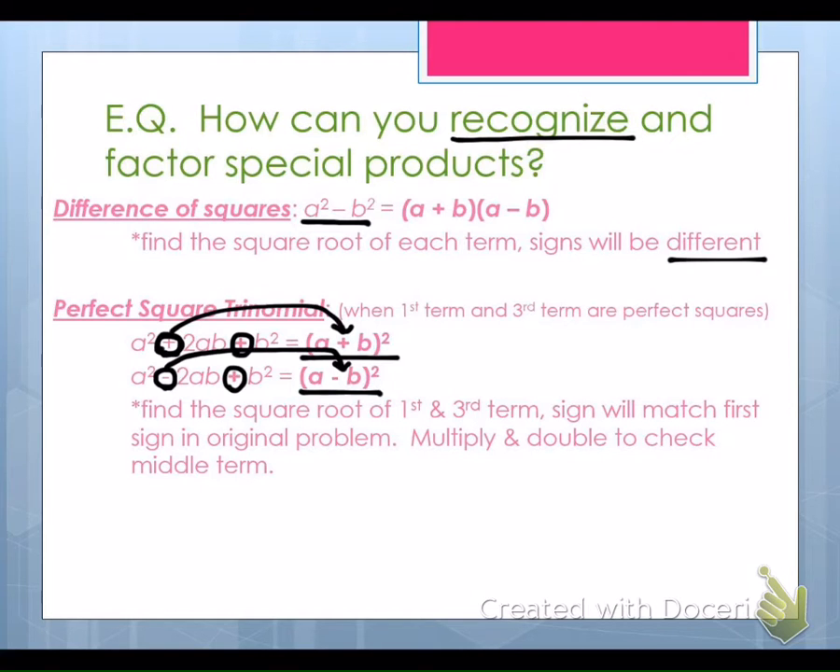Let's highlight the formulas. Highlight a squared minus b squared equals a plus b times a minus b. Then come down here and highlight a squared plus 2ab plus b squared equals a plus b squared. And a squared minus 2ab plus b squared equals a minus b squared. Okay, the formulas are key. So highlight those and make sure you know the difference. Now, again, a lot of words. Let's put it into practice.